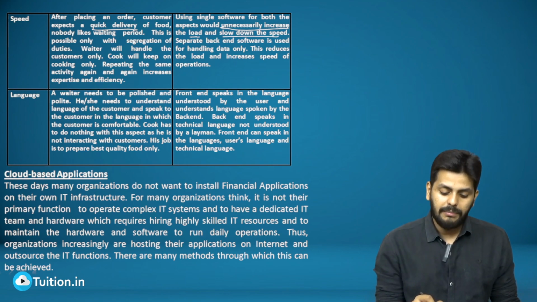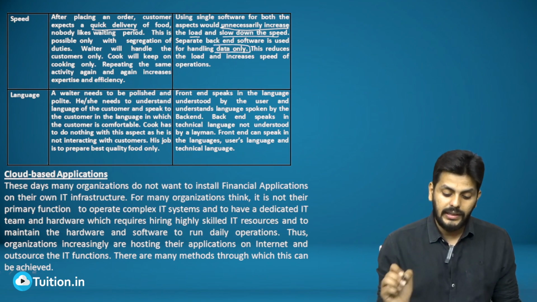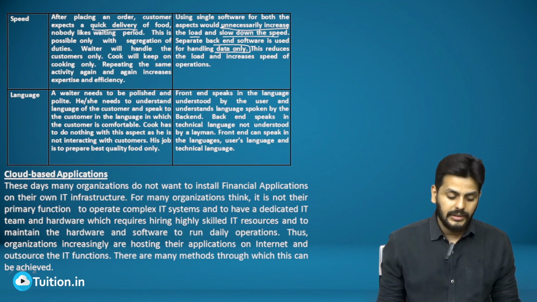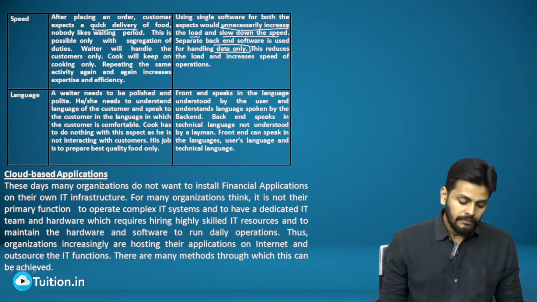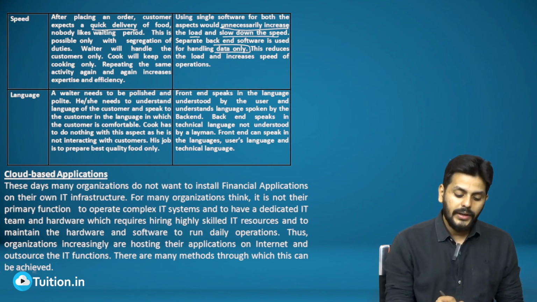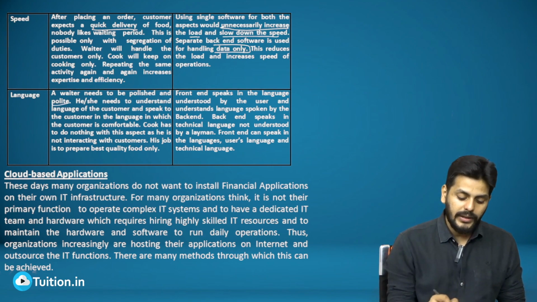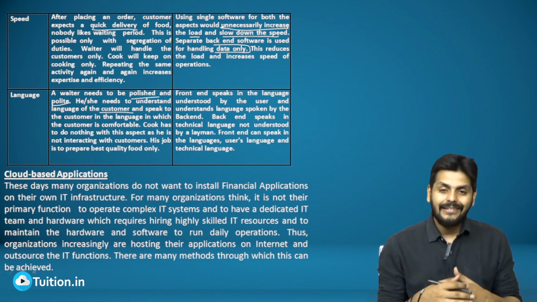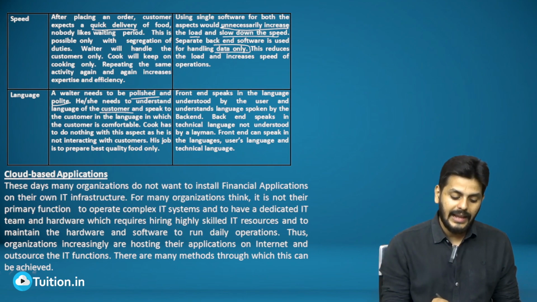So therefore, separate backend software is used for handling data only. This reduces the load on both of them and it is faster when it comes to doing both. Then language. A waiter needs to be polished and polite, and he or she needs to understand the language of the customer and speak to the customer in the language the customer is comfortable with. A cook has nothing to do with this aspect.